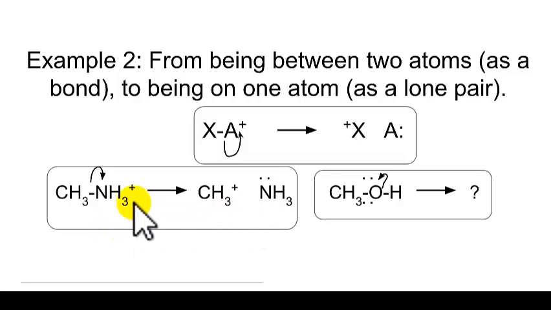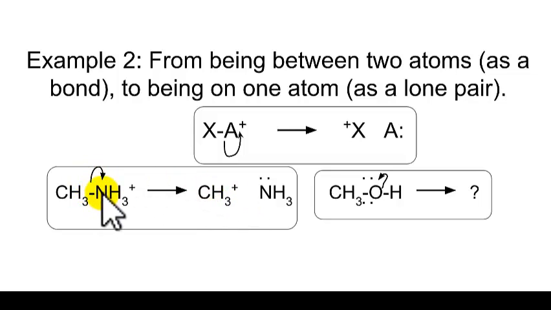Here are some real-life cases. So this pair of electrons between the CH3 and the NH3 is going to move on to the nitrogen. That's what this curved arrow suggests. And so that bond won't be there anymore, so now obviously they're not bonded to each other. There's no dash in there.